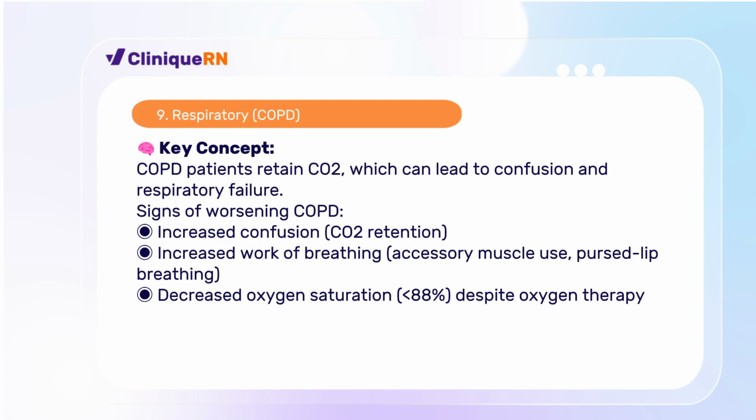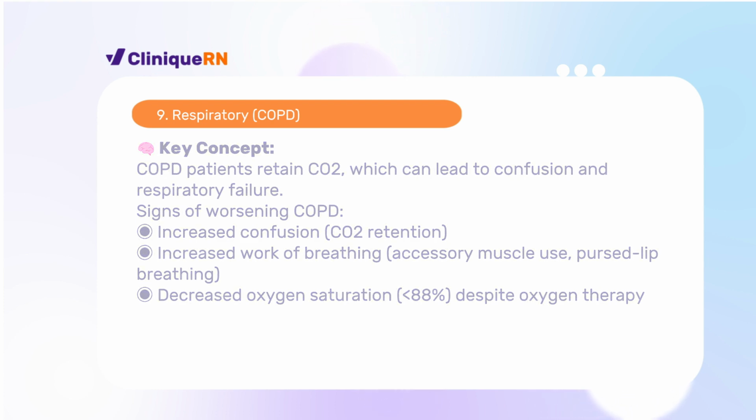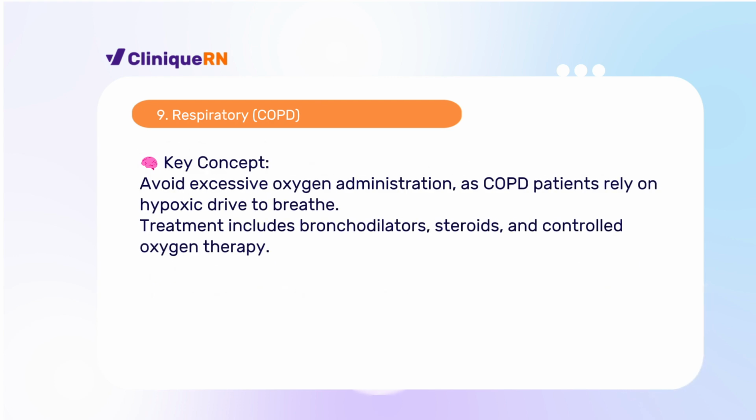Key concept: COPD patients retain CO2, which can lead to confusion and respiratory failure. Signs of worsening COPD: increased confusion, CO2 retention. Increased work of breathing, accessory muscle use, pursed lip breathing. Decreased oxygen saturation less than 88% despite oxygen therapy. Avoid excessive oxygen administration, as COPD patients rely on hypoxic drive to breathe. Treatment includes bronchodilators, steroids, and controlled oxygen therapy.